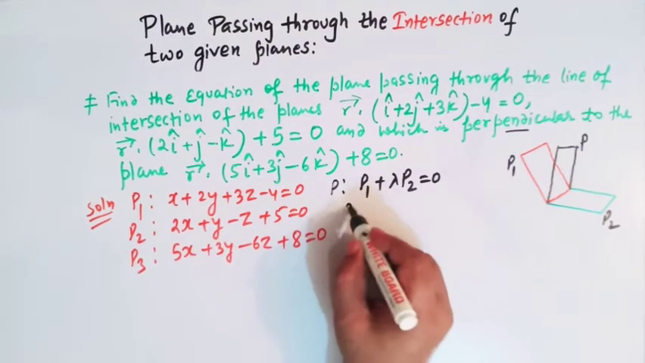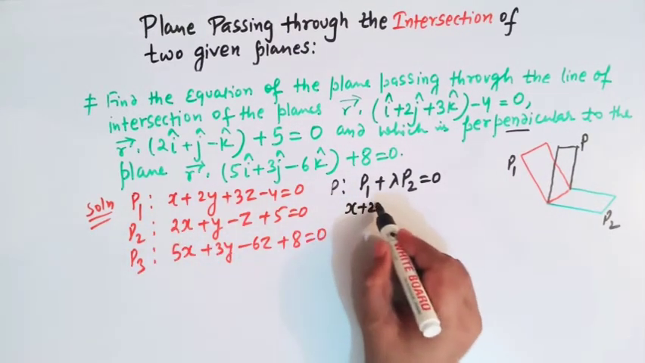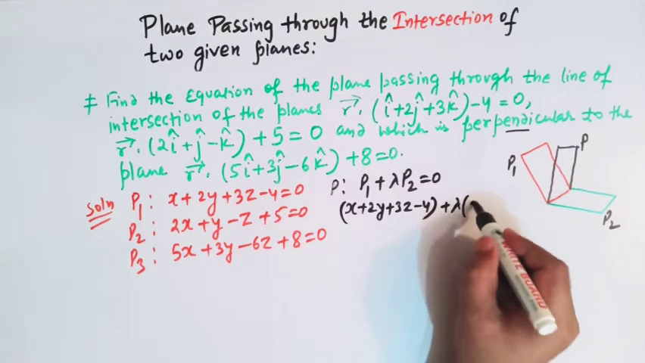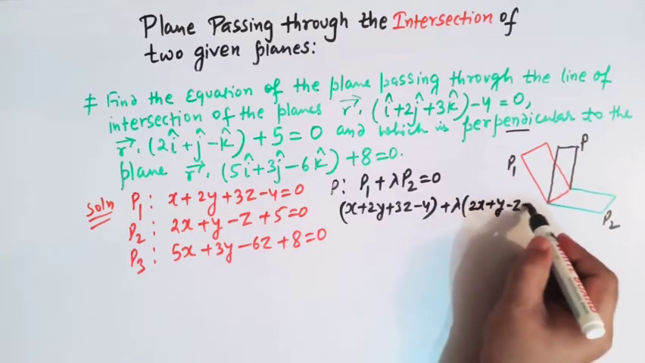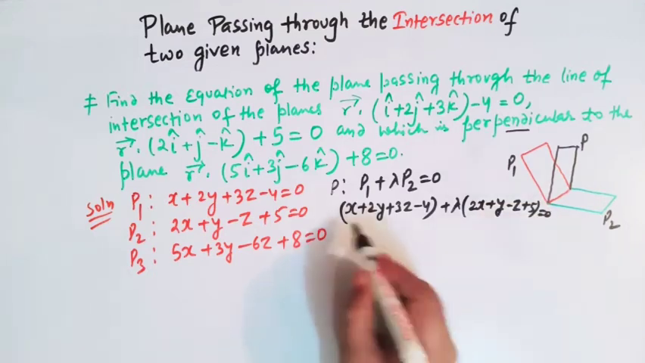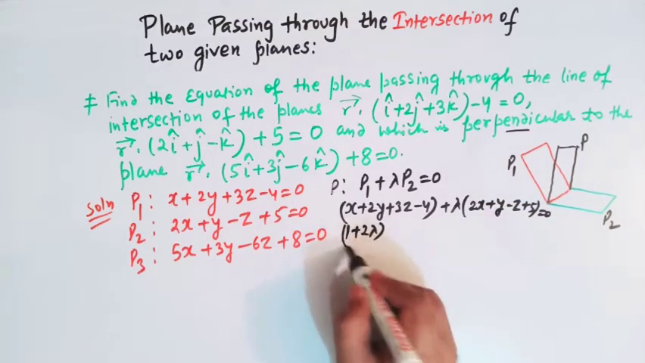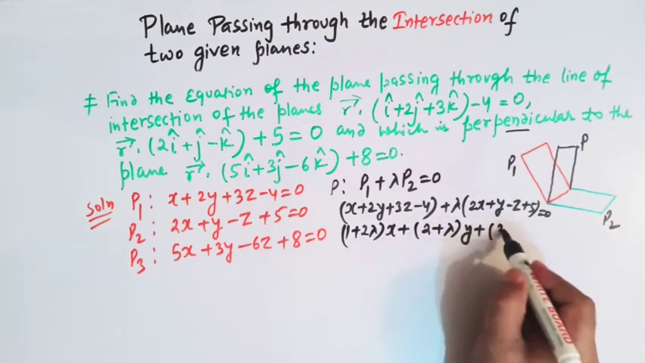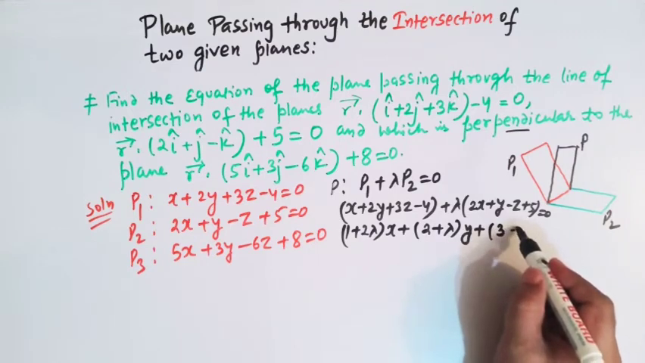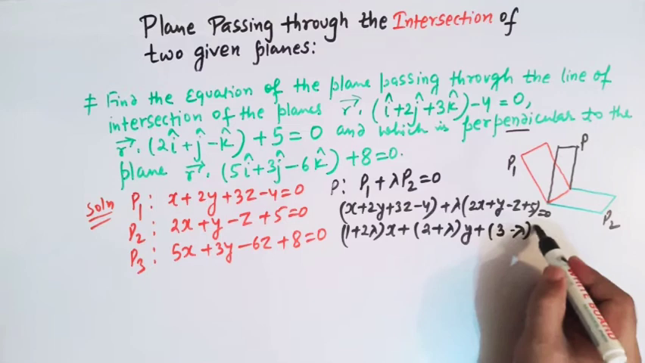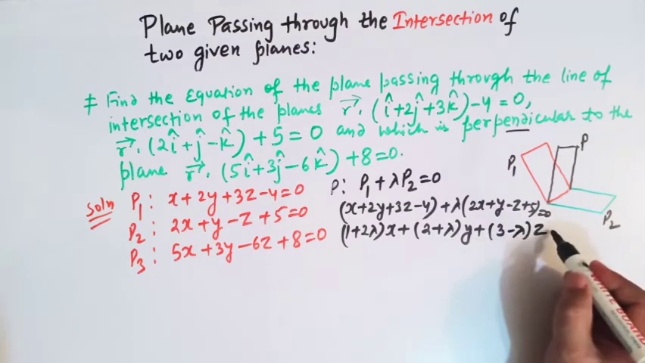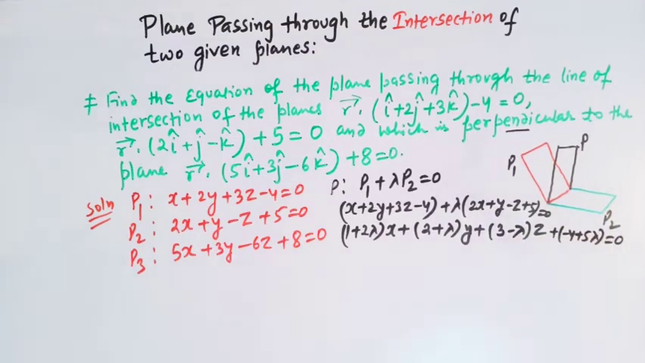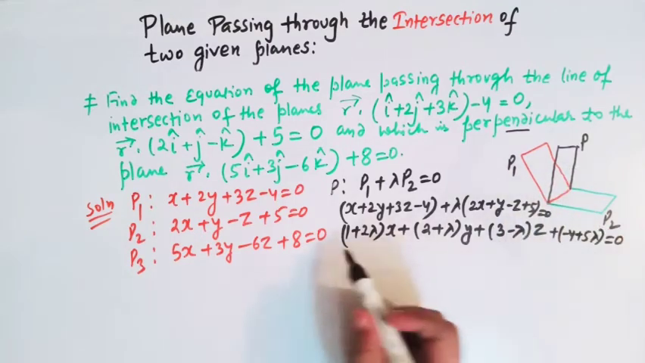Now P1 is here, if we substitute the values, we get x plus 2y plus 3z minus 4 plus lambda times 2x plus y minus z plus 5 is equal to 0. Now this can be written as (1 plus 2 lambda)x plus (2 plus lambda)y plus (3 minus lambda)z, and here we have minus 4 plus 5 lambda equal to 0, right? Now this is the equation of this plane P, right?